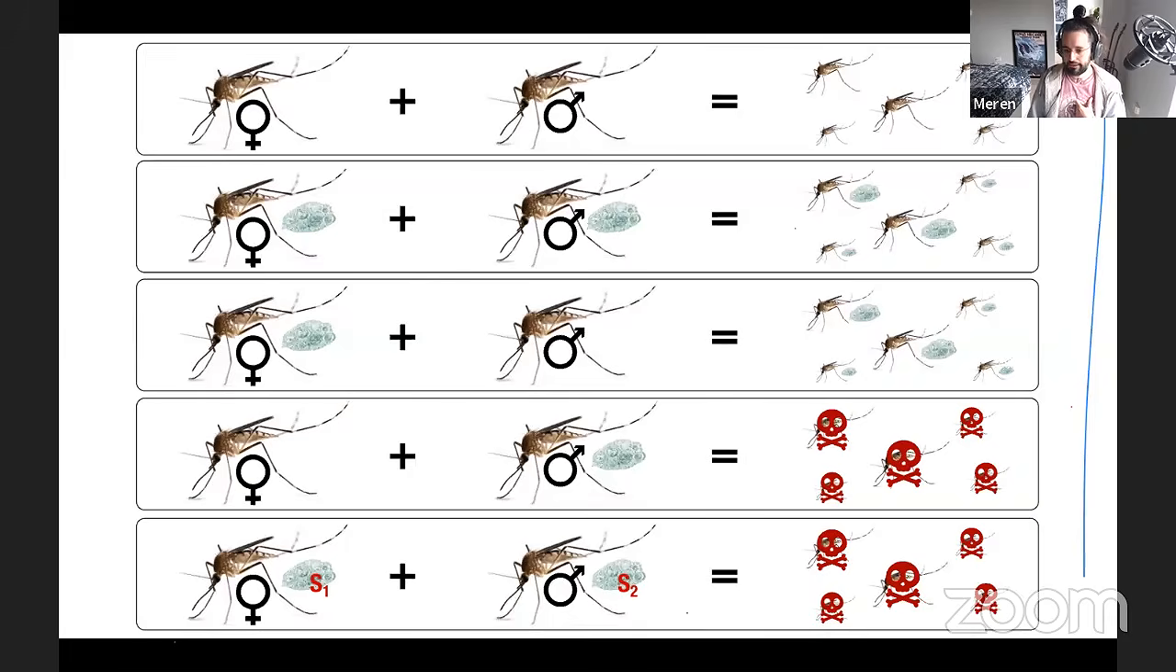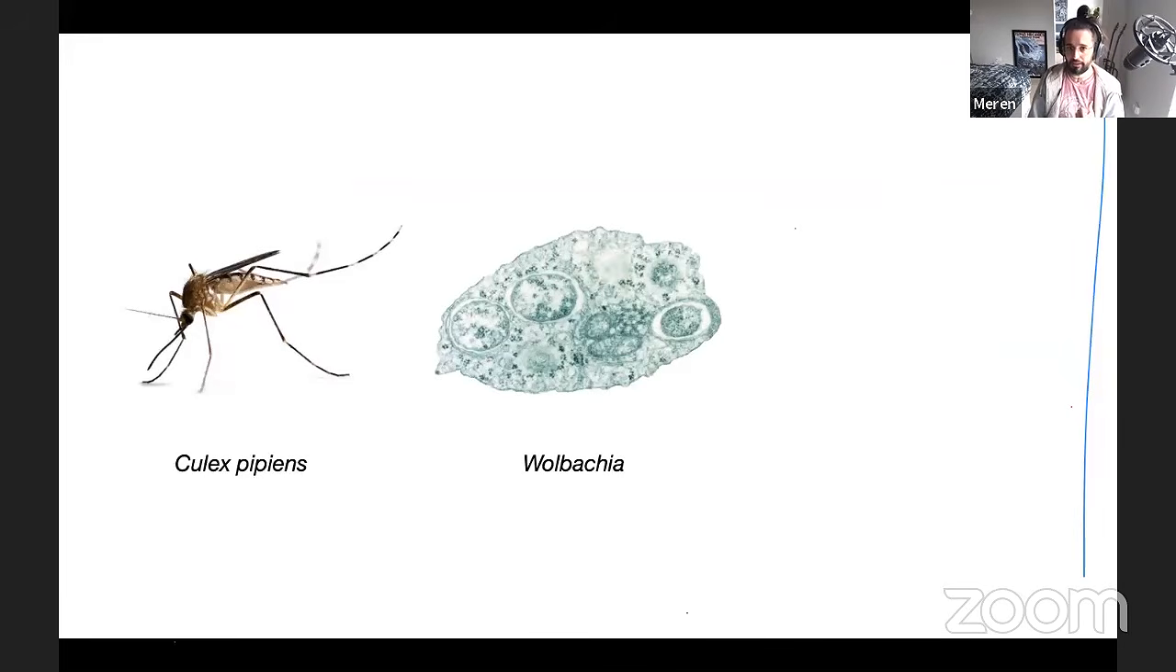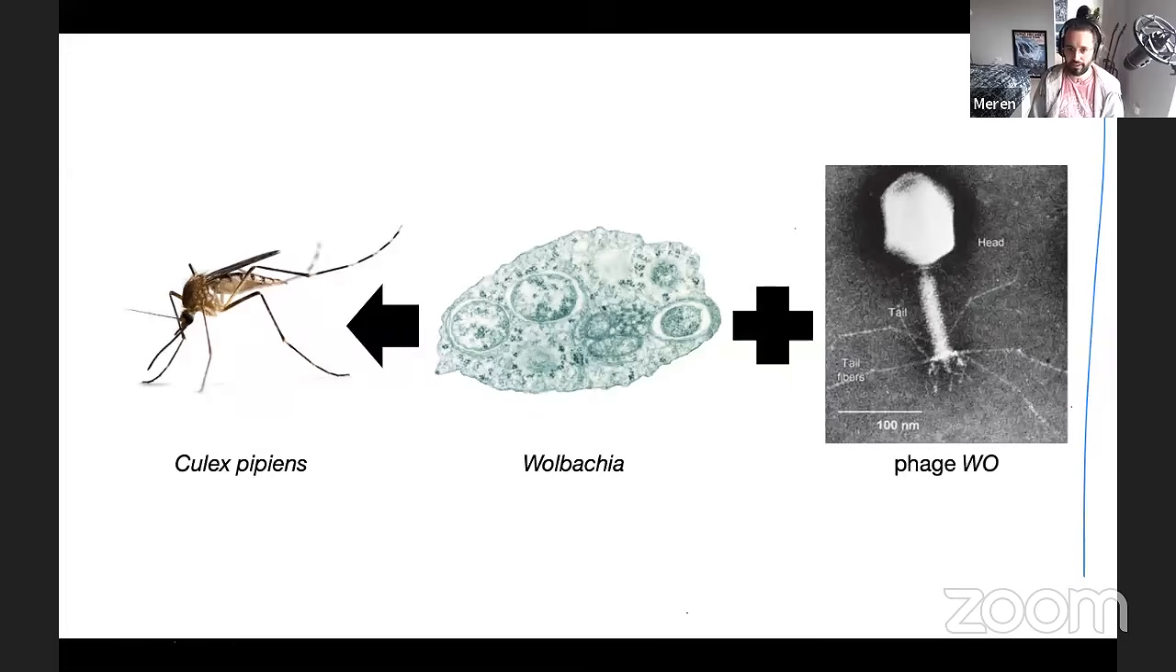So the model I'm describing so far is that there is this mosquito and there is this bacterium that infects this guy and influences its reproductive behavior. But actually things got much more interesting when you realize that there is a phage that infects Wolbachia. So this story does not end here.